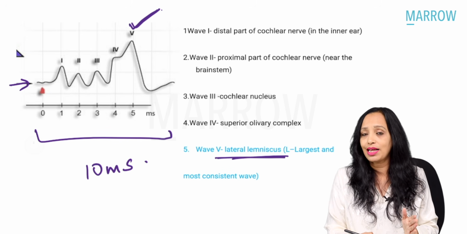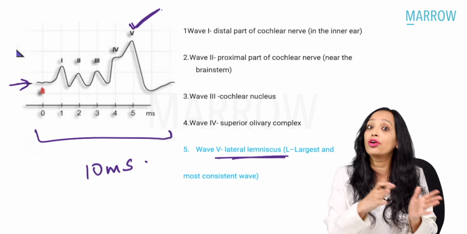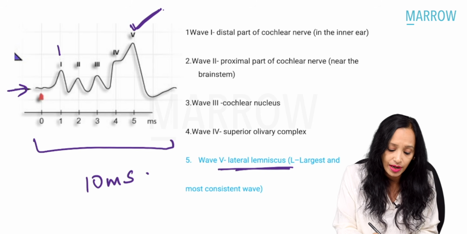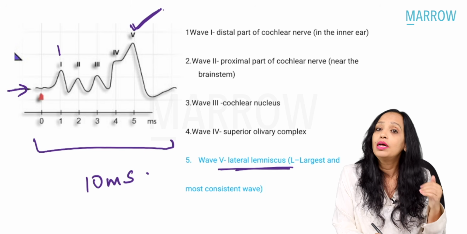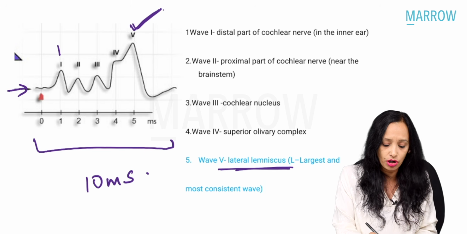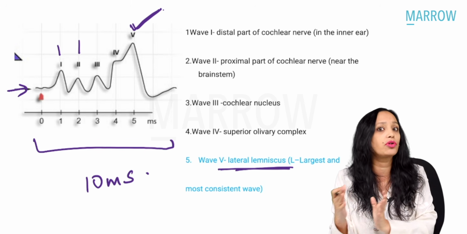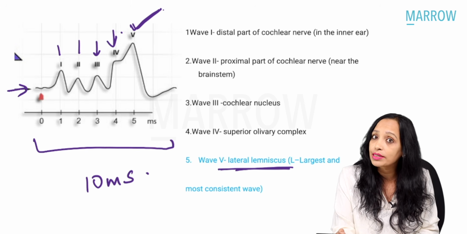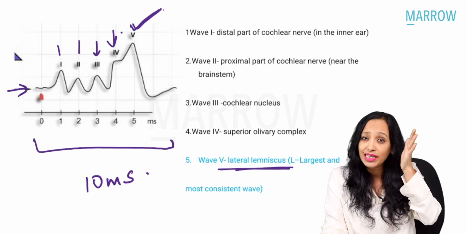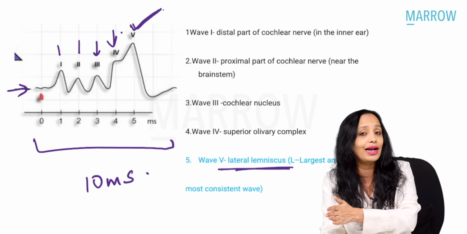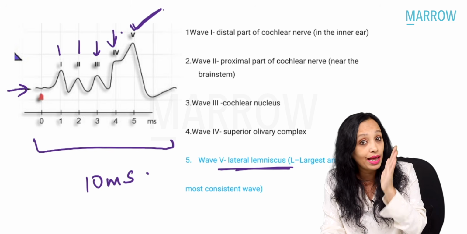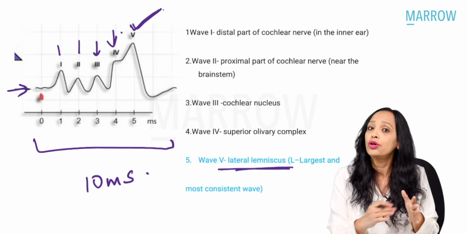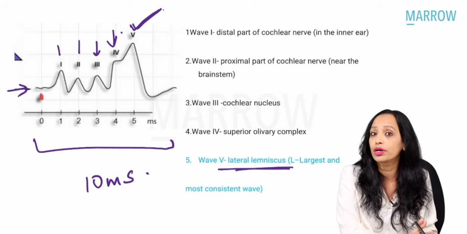BERA tells us whether it is a cochlear or retrocochlear hearing loss. BERA tells us where exactly in the retrocochlear pathway. Wave 1 starts from the nerve in the inner ear, that is the distal part of the cochlear nerve. Wave 2 is the proximal part of the cochlear nerve. Wave 3 is the cochlear nuclei. Wave 4 is the superior olivary complex. And wave 5, we know, is the lateral lemniscus. So it will tell us exactly where in the retrocochlear pathway there is a defect. This is the best test to differentiate cochlear and retrocochlear hearing loss.